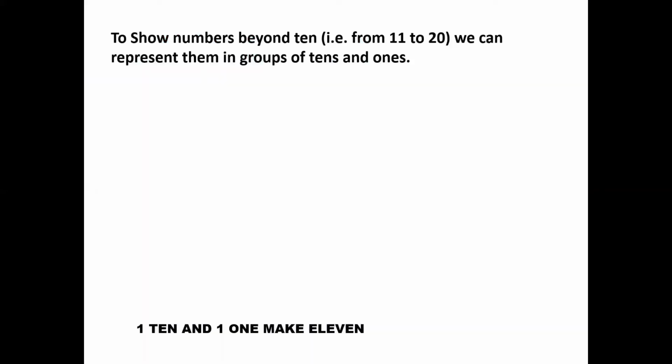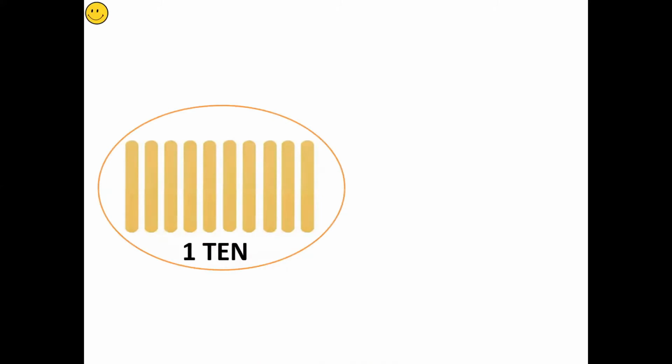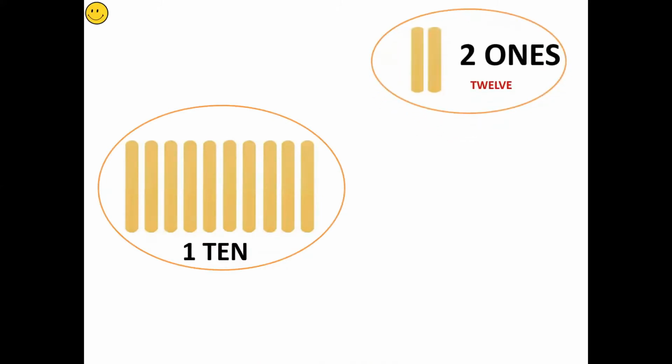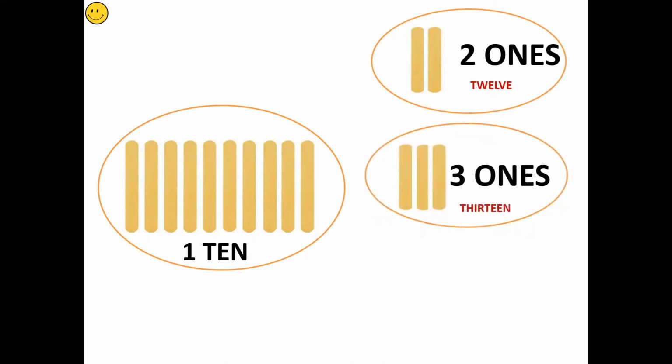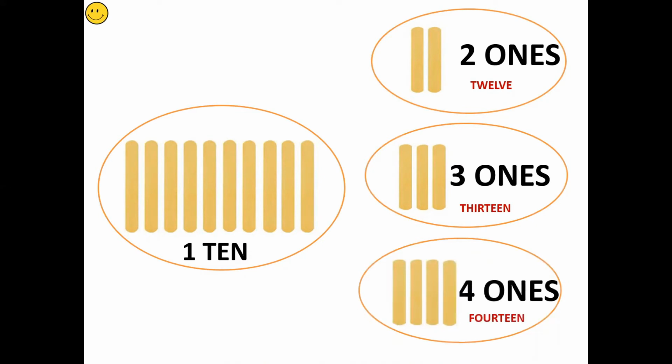Now let us understand numbers beyond 10, from 11 to 20. We represent them in groups of tens and ones. 1 ten and 1 one make 11. 1 ten and 2 ones make 12. 1 ten and 3 ones make 13. 1 ten and 4 ones make 14.